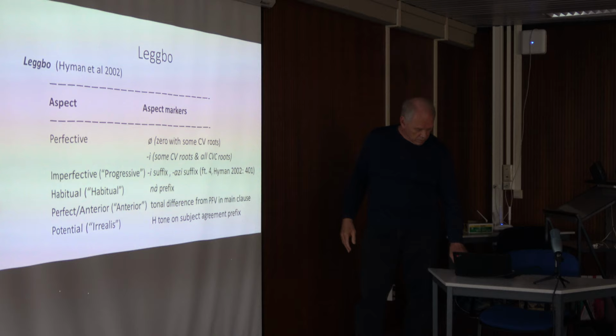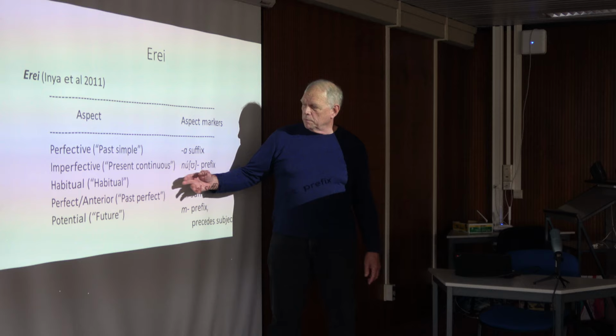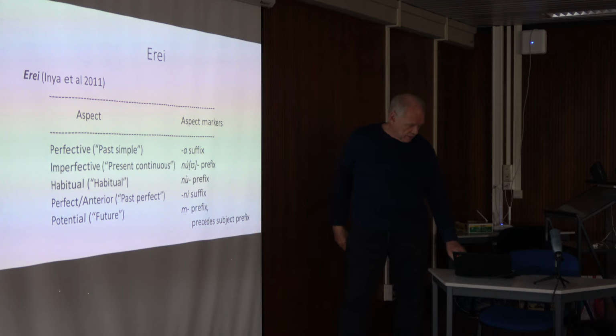Another Upper Cross language has what they call the past simple, the local community, and the present continuous. Makes sense, you know, if you're thinking about tense. But actually, it's a perfective, an imperfective, and a habitual. This perfective has an A suffix on it. Then we go down to Lower Cross.